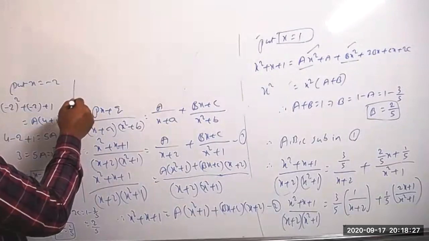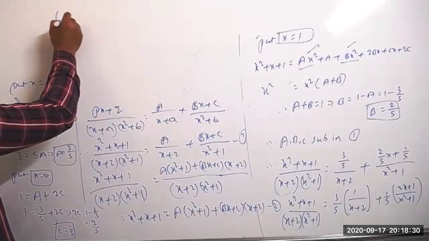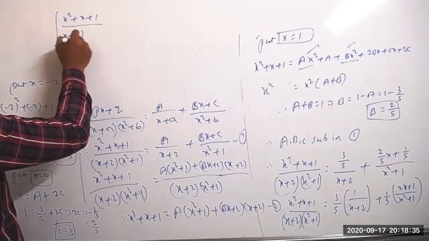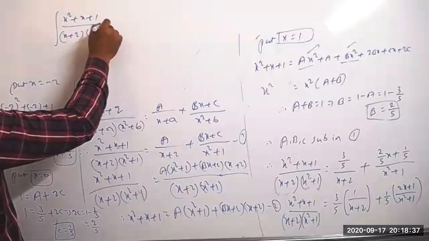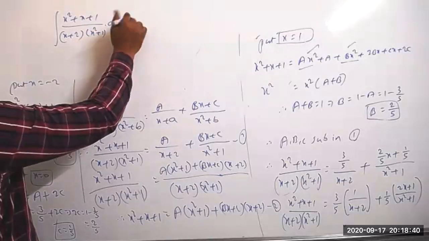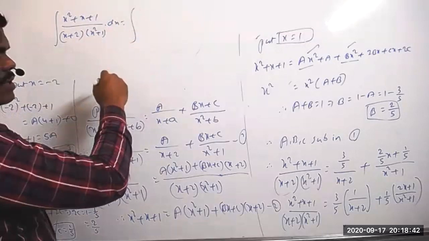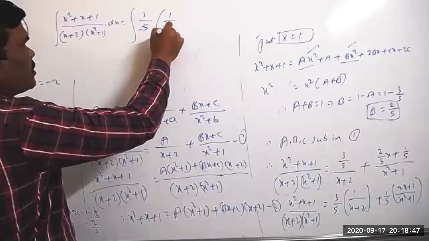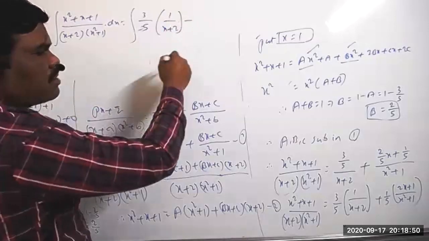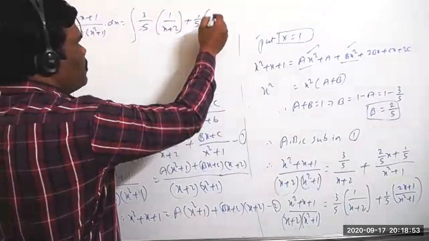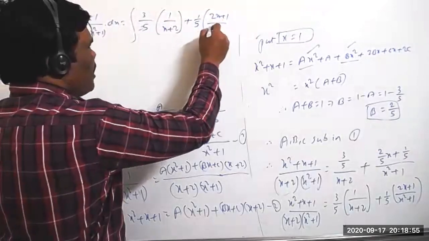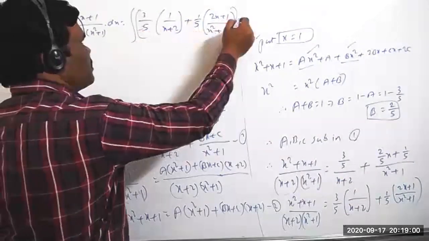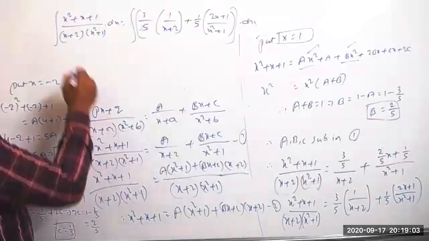So now apply integration on both sides. Therefore the integration of x square plus x plus 1 whole by x plus 2 into x square plus 1 into dx is equal to the integration of the same function, which we can write as 3 by 5 into 1 by x plus 2, plus 1 by 5 into 2x plus 1 by x square plus 1, whole into dx. This is the question. Now we can take it here.